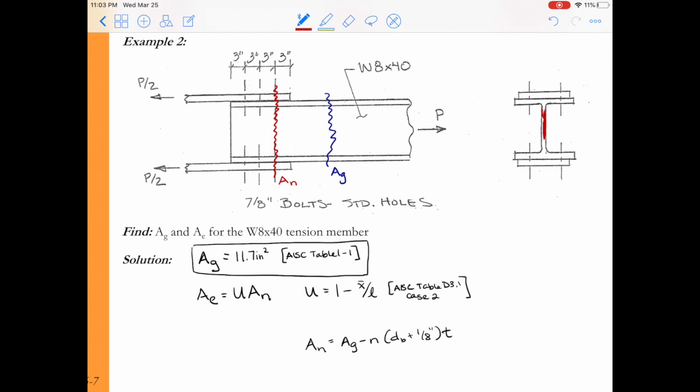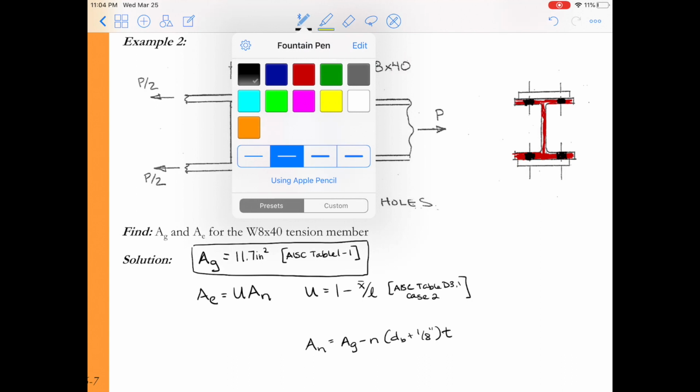So let's go ahead and take a look at the net section area. I'm coloring in red there on the I shape. This is going to be equivalent to the gross area of the cross section. However, we have these bolt holes missing. And so this is on the line where we're taking the net section area, and we have 4 bolt holes missing. So in this case, N is going to be 4, because at that portion of the cross section, we are missing 4 bolt holes.